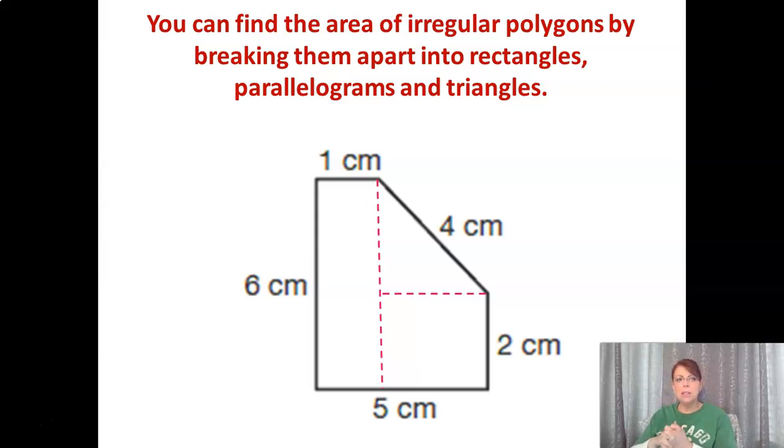All right, so let's look at this one I have on the screen here. It says you can find the area of an irregular polygon, a closed shape, by breaking it into rectangles, parallelograms, and triangles, which is exactly what I've done here. So to figure out the area of this shape, we would need to figure out the area of this rectangle. Then we would figure out the area of this triangle. And then we would figure out the area of this, I guess it's a rectangle. It looks like a square here, but it's a rectangle based on the measurements. And we would add those three answers together.